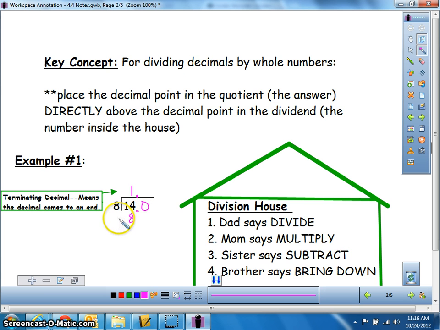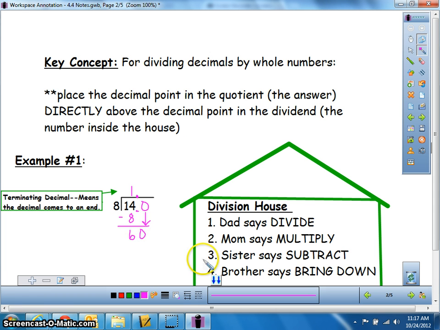And then Sister says subtract. So I'm going to take 14 minus 8, and I get 6. Hopefully that's what you got. And then we're at Brother says bring down. So I'm going to go ahead and bring this 0 straight down. And so now I have 60.